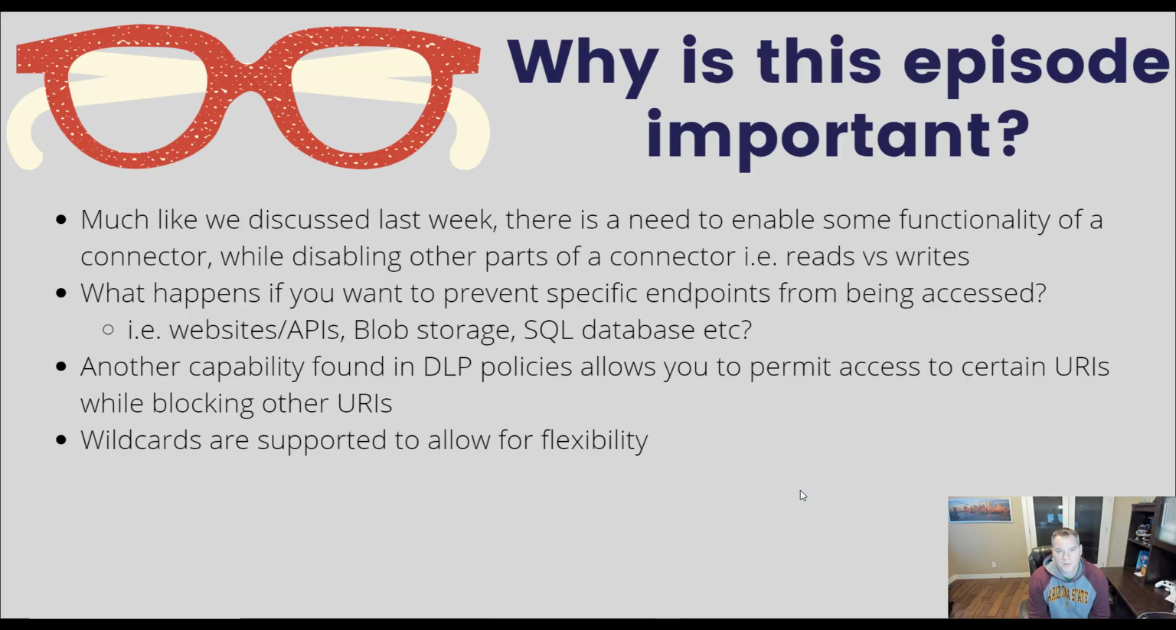So let's talk a little bit about why this episode is important. Much like we talked about last week, and if you haven't seen that video, go ahead and check it out. I'll link it in the description. We talked about directional DLP policies where you can enable sub functionalities of a connector. So for example, if you wanted to permit the reading from Active Directory, you could do so, but you could then subsequently disable the ability to write to Azure Active Directory. We call that directional DLP because you can then control the flow of information back and forth.